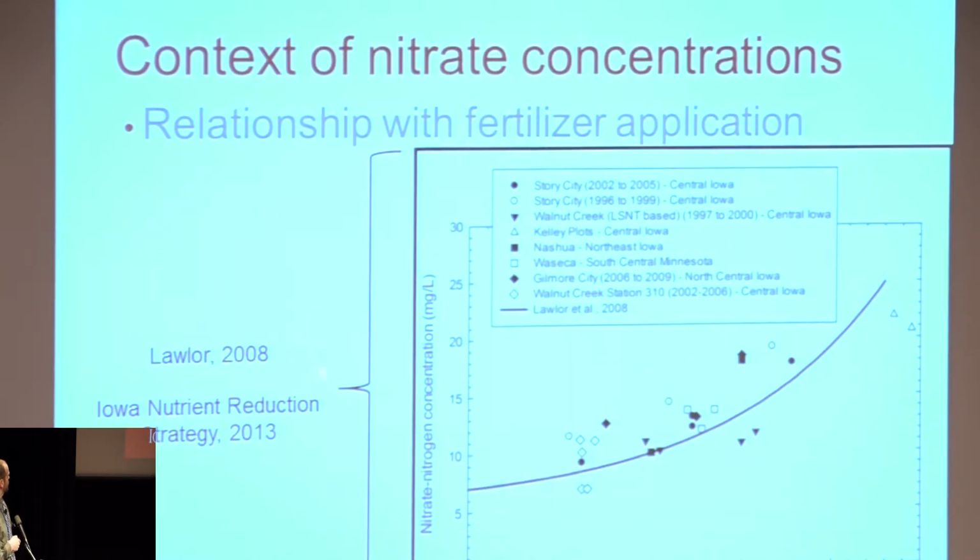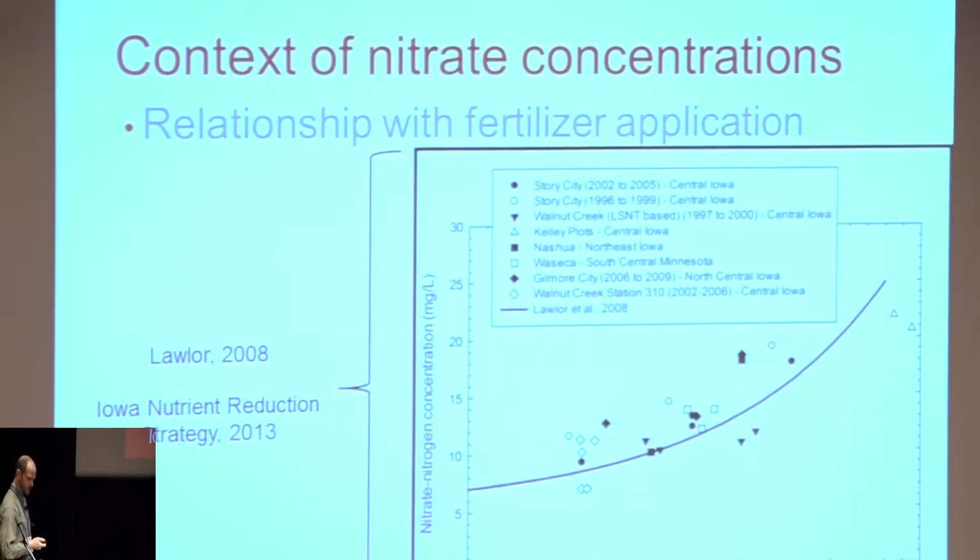But this was a relationship first developed by Lawler and others. I know Matt Helmers was on that work as well. And then it was utilized in the nutrient reduction strategy. And really it just demonstrates there is a relationship between the application rate and the tile drain nitrate concentration. Certainly there's quite a bit of variation around that line as well.